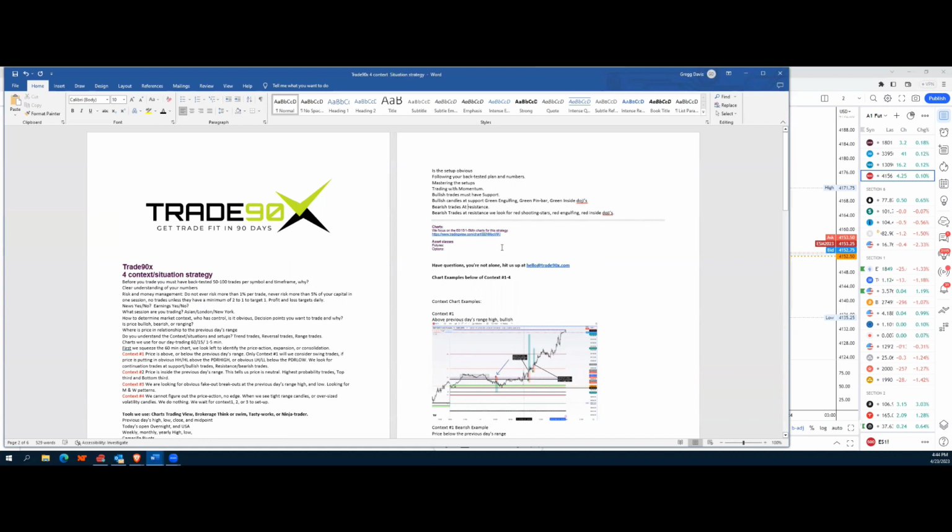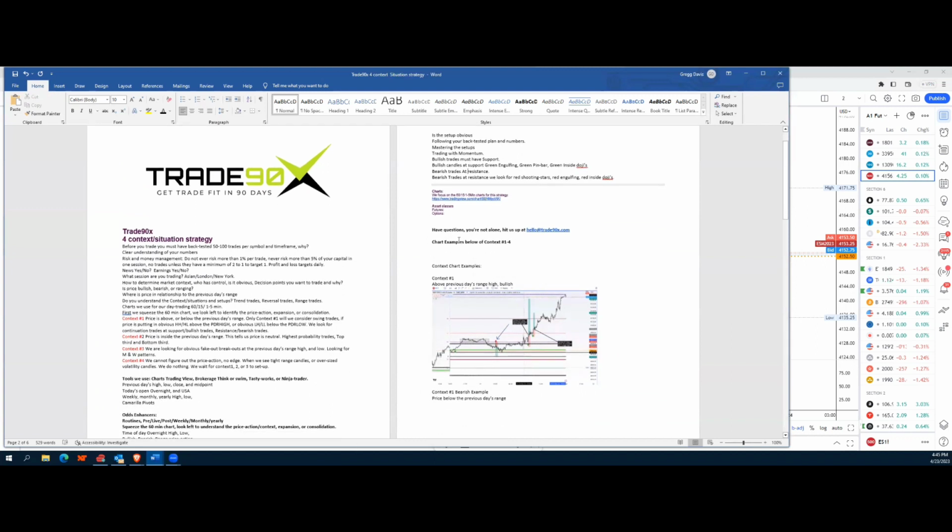And asset classes, we typically trade here at Trade90X, futures contracts or option contracts. Okay, now if you have a $10,000 account, I recommend options or full size futures. If you have anything less, or 5,000 and less, I recommend mini futures contracts. Okay, and I'll be doing some more videos specifically on that. But today we're just talking about the Trade90X four context situation trade strategy. And always, if you don't understand anything after this video, you hit us up at hello@trade90x.com.